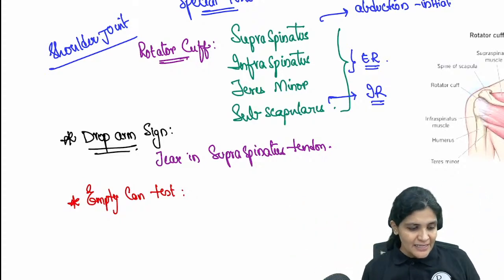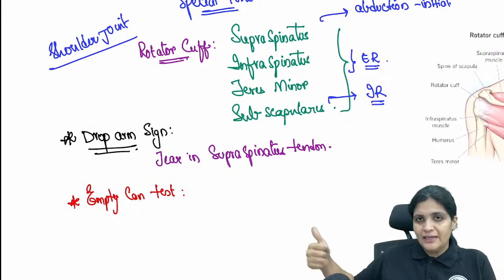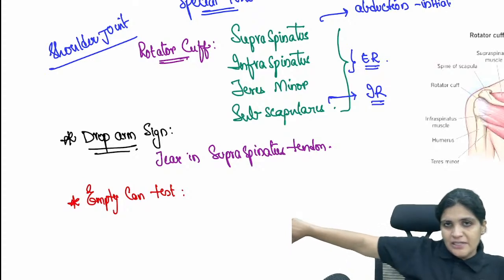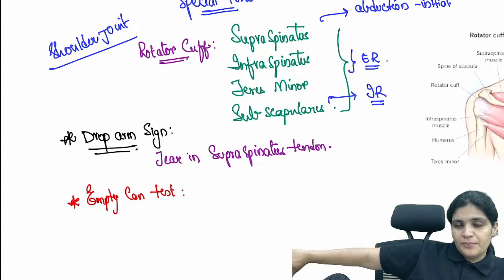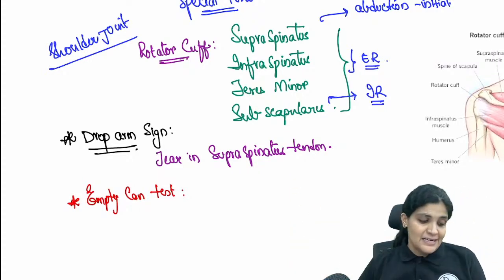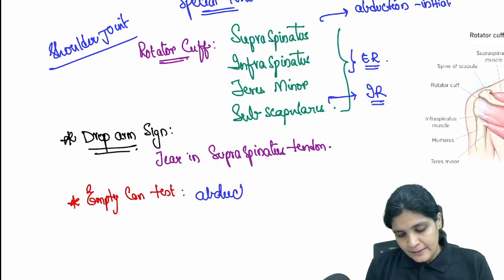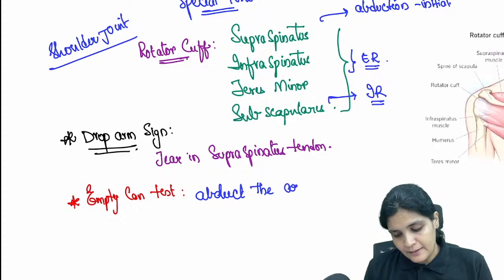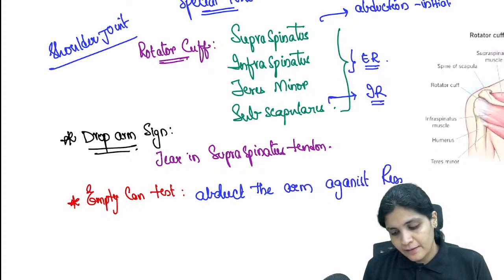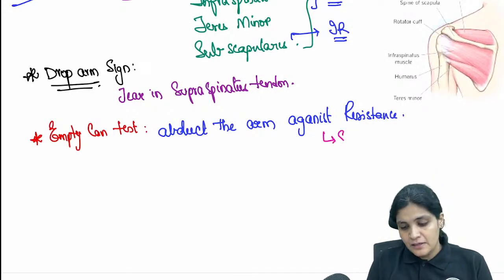So what is an empty can test? Again, this is also a test for the supraspinatus. This is the can, now we are going to empty it. So this is your empty can test. The patient is going to take this position and you ask the patient to abduct the arm against resistance. That is your empty can test, right? That is also for a tear in the supraspinatus.